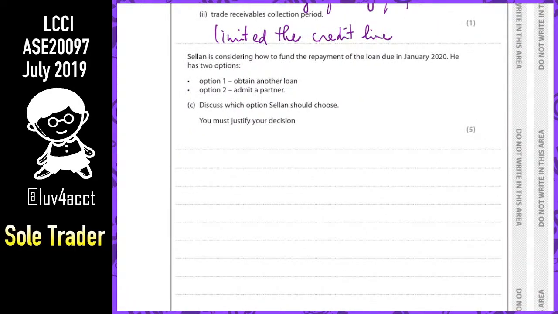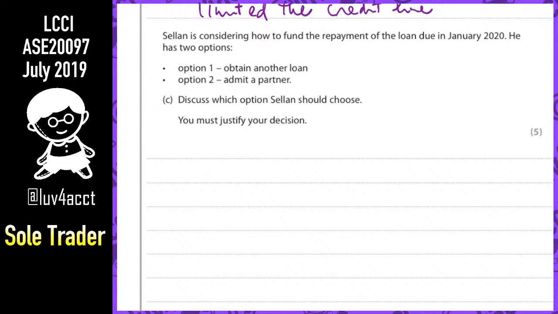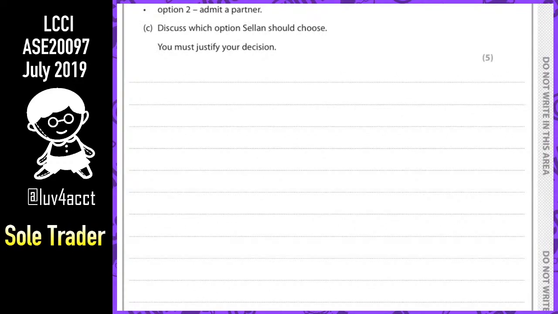Next. Ceylon is considering how to fund the repayment of the loan due in January next year. He has two options. Option 1, obtain another loan. Option 2, admit a partner. Discuss which option Ceylon should choose. Justify your decision. So if you want to borrow again, then you need to pay interest.